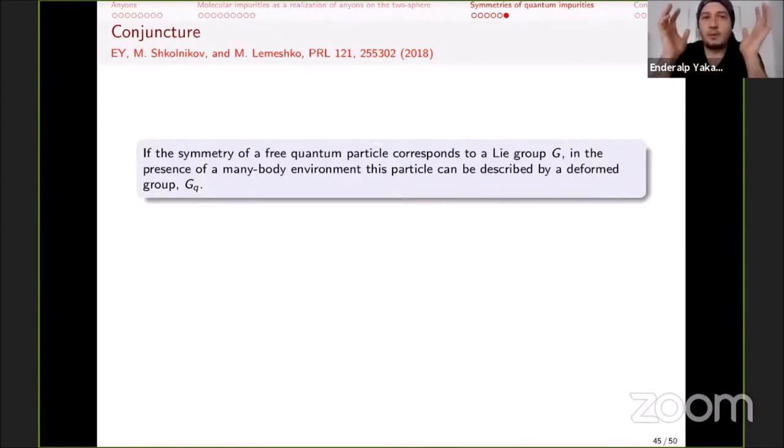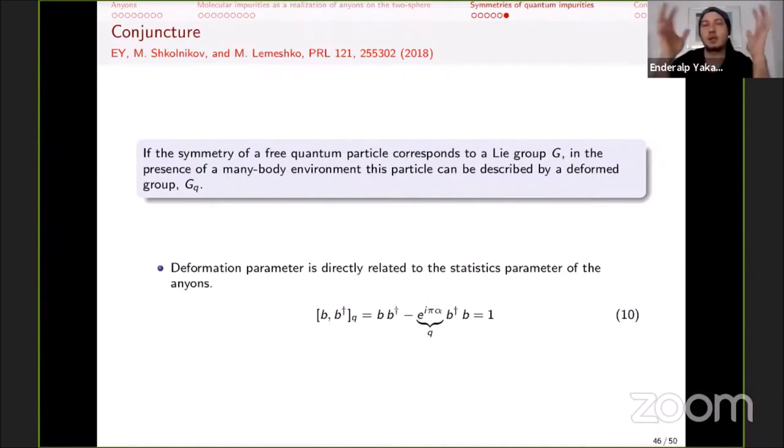If the symmetry of a free quantum particle corresponds to Lie group G, then in the presence of a many-body environment, this particle can be described by a deformed group G_Q. And what is the relation of this approach with anyons? In fact, let us have a look at just the standard canonical quantization. How would you do that?